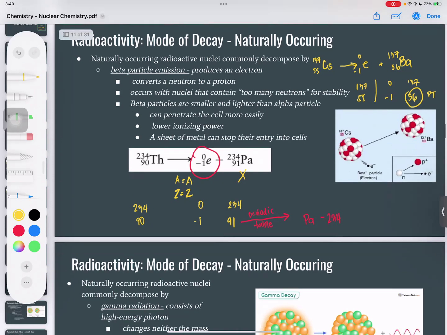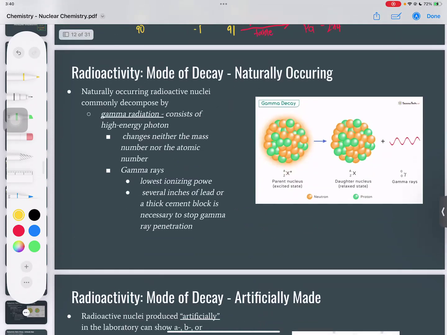The last mode of decay for naturally occurring nuclei is gamma radiation. It consists of high energy photons. Gamma emission doesn't change the mass number and doesn't change the atomic number. It is ordinarily omitted, so it is not written in nuclear equations.